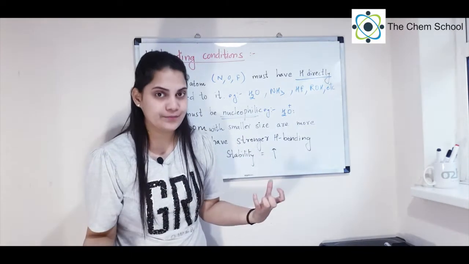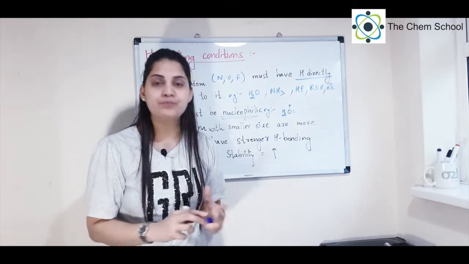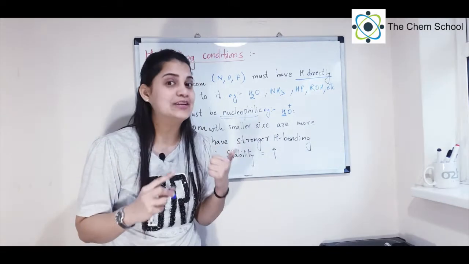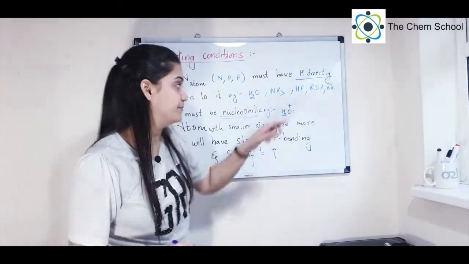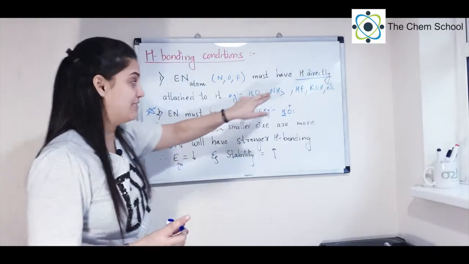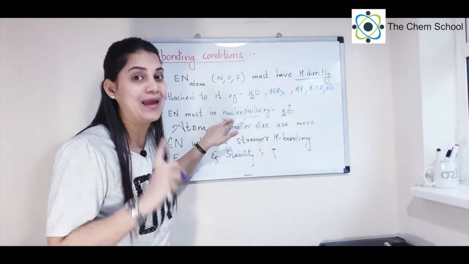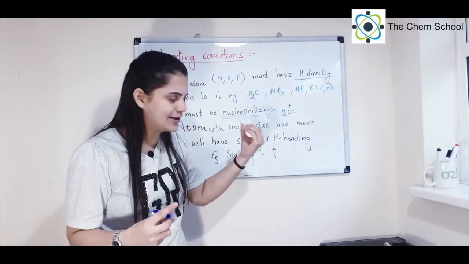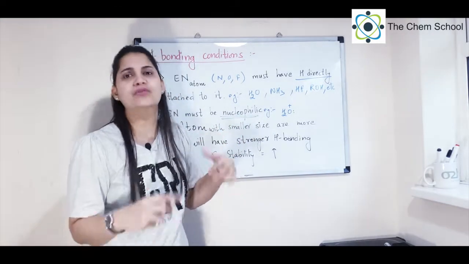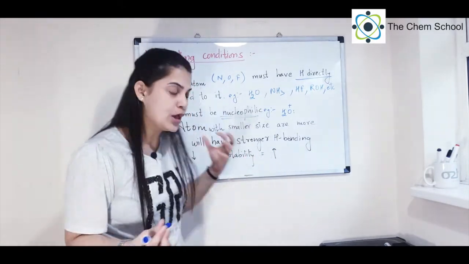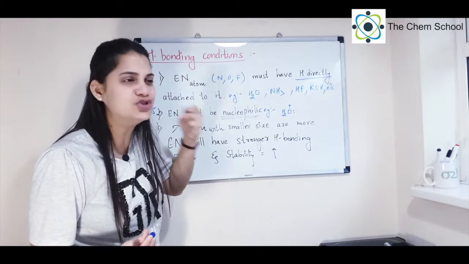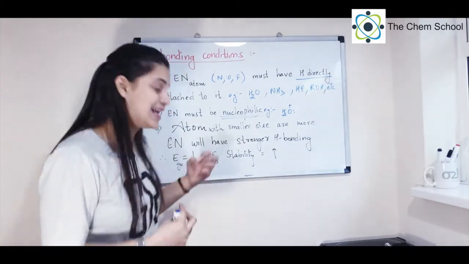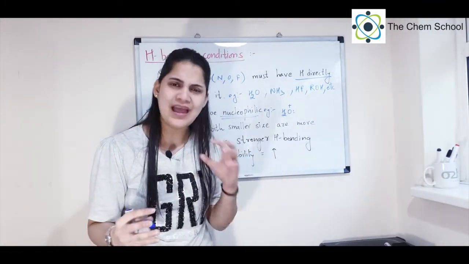Okay, so again to conclude, I repeat, you should have electronegative atom, that is NOF, nitrogen, oxygen and fluorine. Okay, the next thing, this electronegative atom must have H directly attached to them. This electronegative atom must be nucleophilic. It means it should not bear a positive charge. The next thing, this atom should be smaller in size. So if you talk about nitrogen, oxygen and fluorine, we know that fluorine has a smaller size, so it will show higher hydrogen bonding. Clear? So smaller the size, more will be the electronegativity and stronger will be the hydrogen bonding. And stronger the hydrogen bonding, the energy of the system is going to be less and the stability is going to be more.